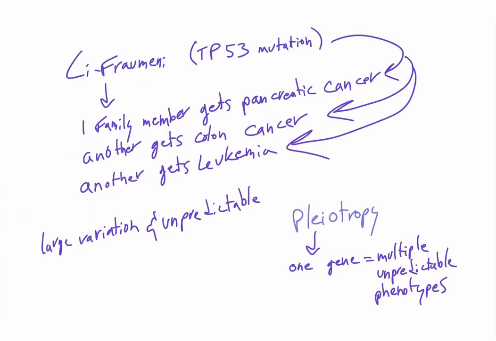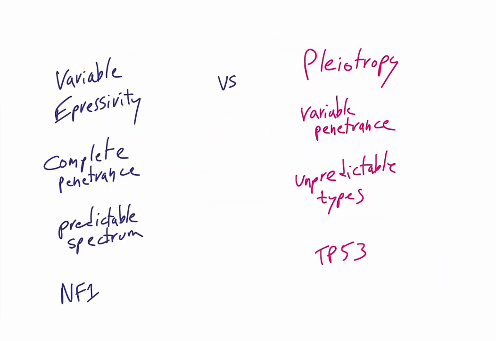As far as pleiotropy, this is where the gene causes multiple unpredictable phenotypes. A classic example is Li-Fraumeni. Now, in Li-Fraumeni, this is a TP53 mutation. One family member gets pancreatic cancer, another one gets colon cancer, the third one gets leukemia. They all have the TP53 mutation, but the outcomes widely vary and it's very unpredictable. So what's the difference between pleiotropy and variable expressivity? Variable expressivity is complete penetrance. It's a predictable spectrum. An example that can be given is neurofibromatosis type 1. As far as pleiotropy, you have unpredictable types of presentation, such as various types of cancers, and an example is Li-Fraumeni. This is the TP53 mutation.